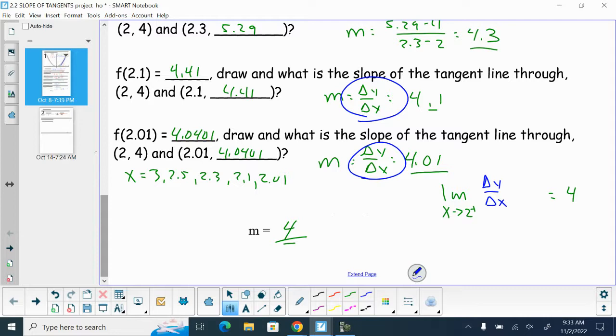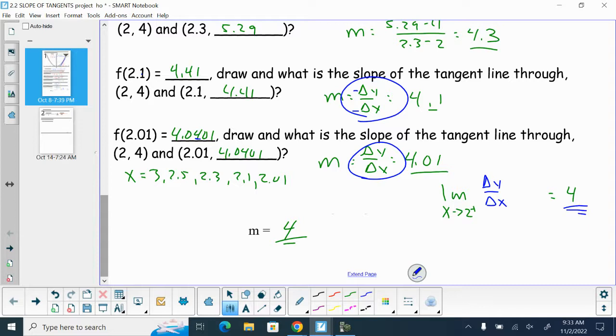Because as x got closer to the value of 2, the slope of our tangent line got closer to a value of 4, because we did a delta y over delta x each time. After we had this x value as we were approaching the value 2, we found a y value. From this y value, we then took a look at delta y over delta x. With delta y over delta x, we then found a slope as x is approaching a value of 2. And we come down to the slope is equal to 4.